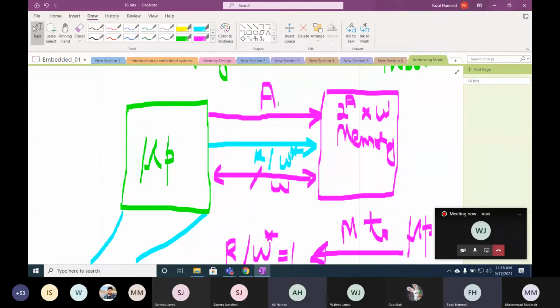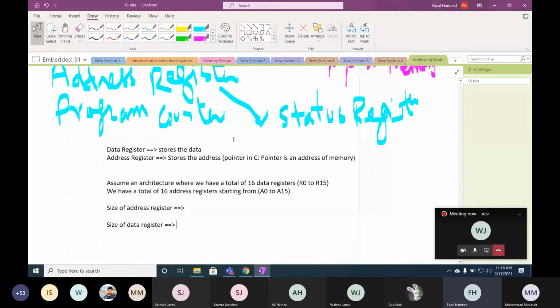So the size of the data register is W, and what should be the size of the address register? It is A. The size of the address register is A. We have 2 raised to power A locations.